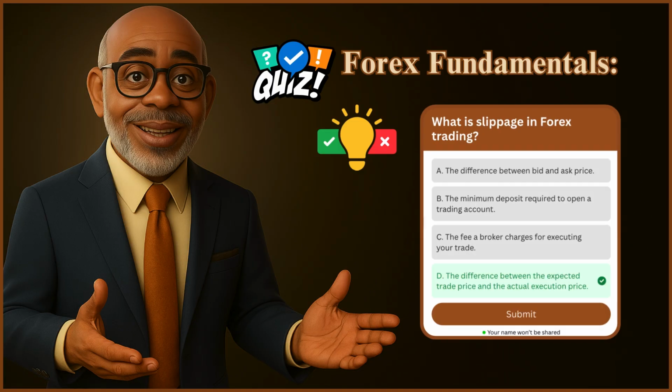The correct answer is D. Slippage is the difference between the expected trade price and the actual execution price. It often happens in fast-moving markets where prices can change in just milliseconds.